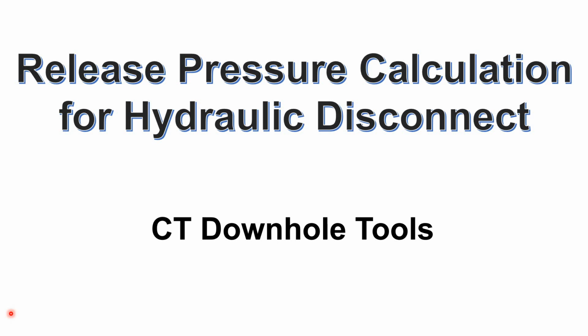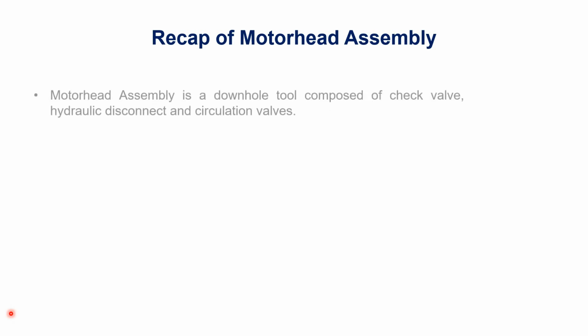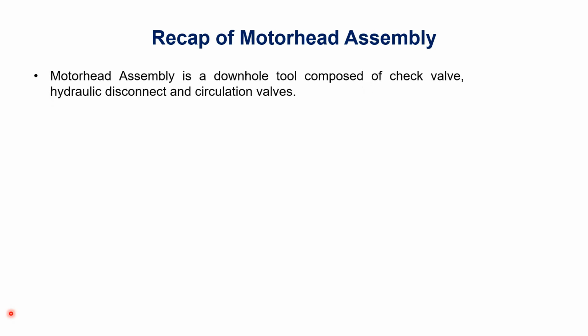Hello, in the series of CT downhole tools, we will discuss release pressure calculation for hydraulic disconnect. Before going ahead, we will recap motor head assembly. We have already discussed that motor head assembly is a downhole tool which is composed of three main components, that is check valve, hydraulic disconnect and circulation valves.